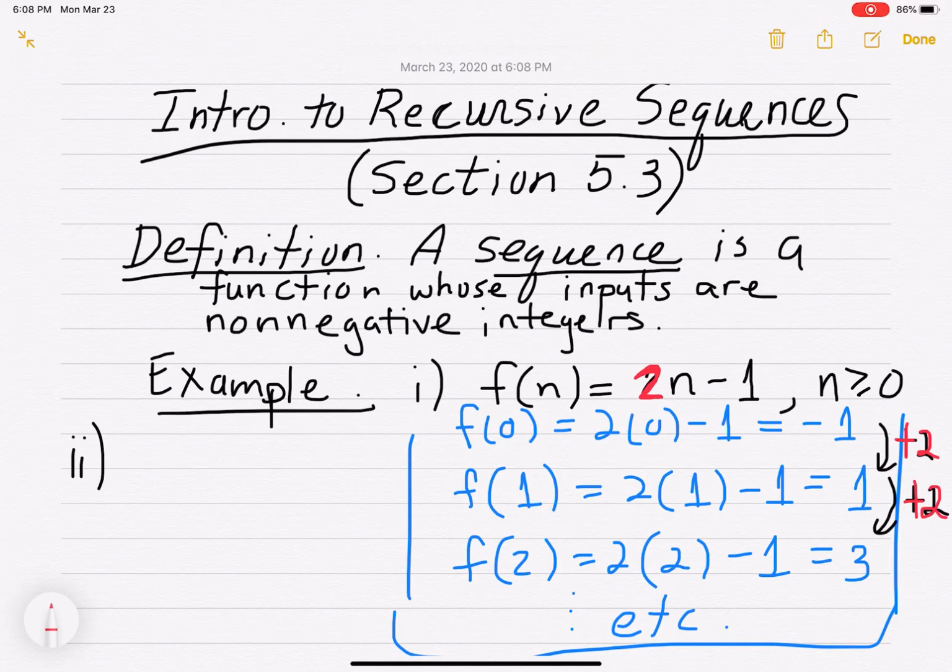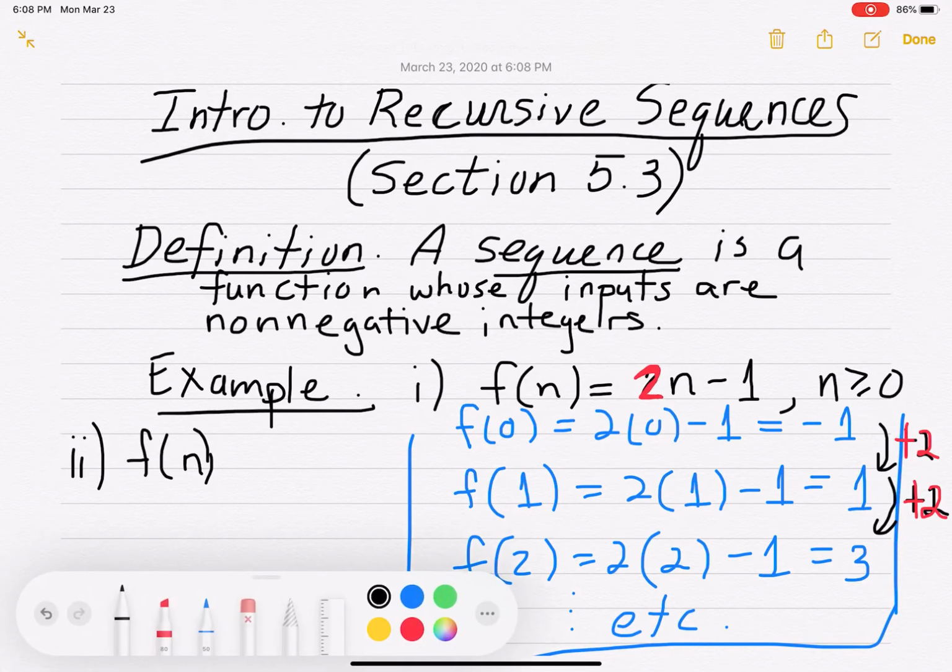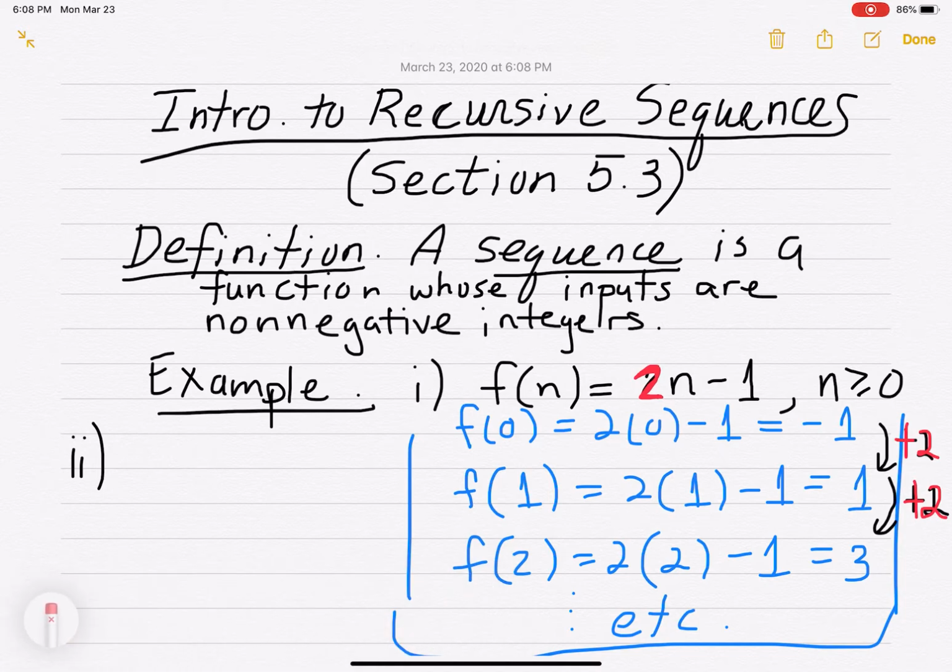All right, let's do another sequence. F of n, so inputs are non-negative integers. Now let's actually call it a sub n rather than f of n. This is another notation you'll see. Sometimes you'll see it written like a sub n, equals 5 multiplied by 2 to the n. And here n is greater than or equal to 0. So there's my specification. N has to be at least 0. So 0, 1, 2, 3, and so on.